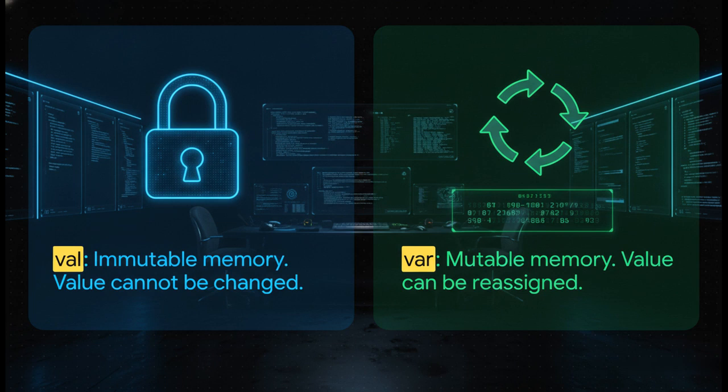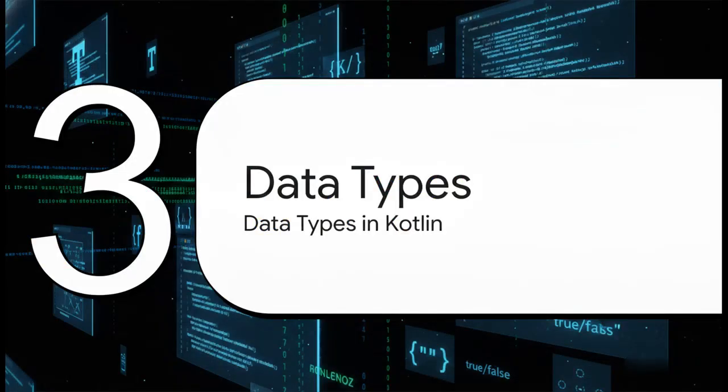On the flip side, we have var, standing for variable. This is your mutable memory. If you know a piece of data is going to change down the line, like say a score counter in a video game, you absolutely want to use var so it can be reassigned dynamically. Moving right along to Module 3, Data Types in Kotlin.